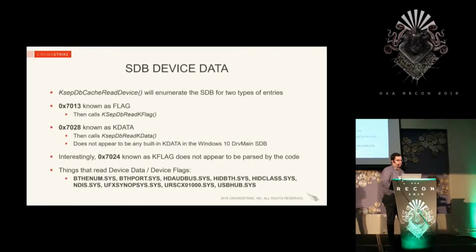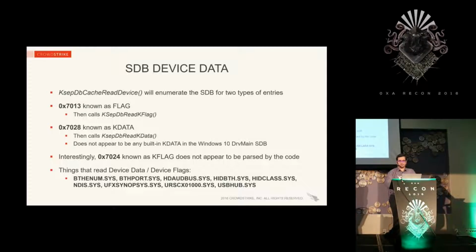And in the SDB, if you're not familiar with the SDB format, which is now documented and there's lots of tools to dump it, everything's identified by a tag. A tag corresponds to a given data type. So there's a tag 7013, which is a flag, which is read by read kflag. And then there's another flag called kdata, which contains just arbitrary key value pair data. So kflag, there's a few of those in the SDB file, and I'll show you some dumps. Kdata, I haven't found anything in my Windows 10 driver main. So it's implemented, but I haven't seen any data other than flags, at least in the inbox SDB that I've got.